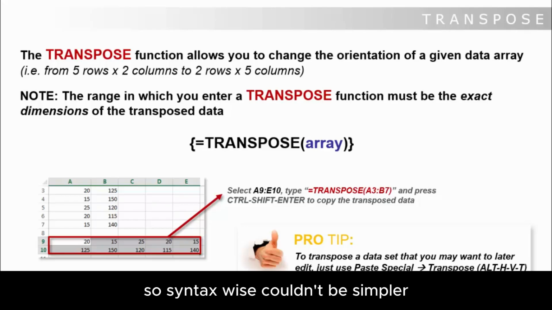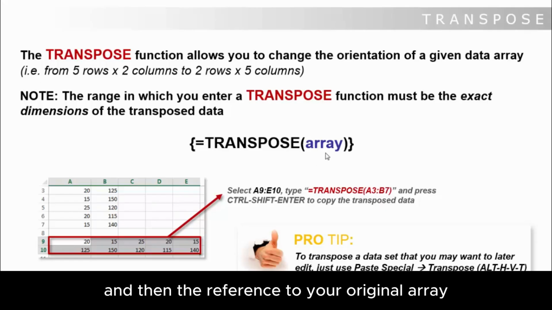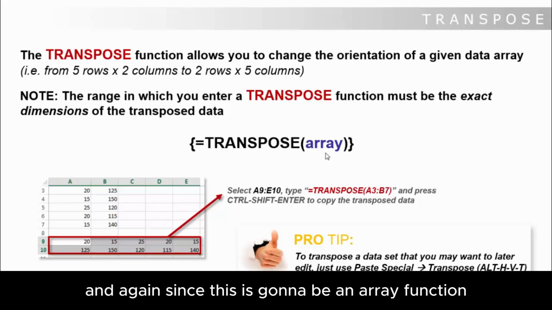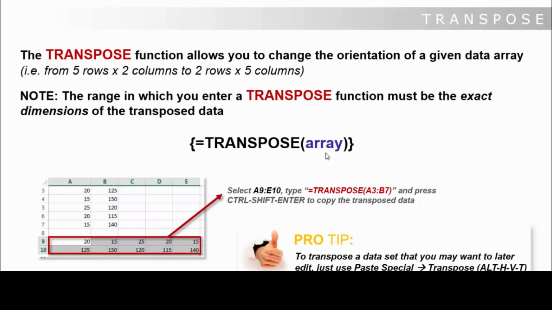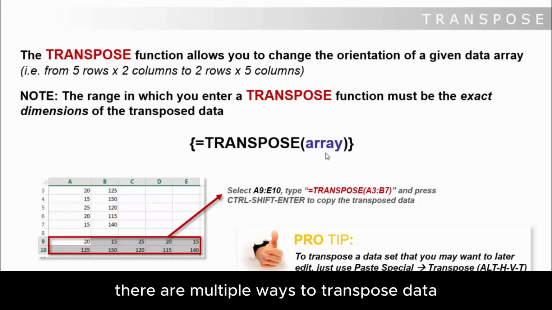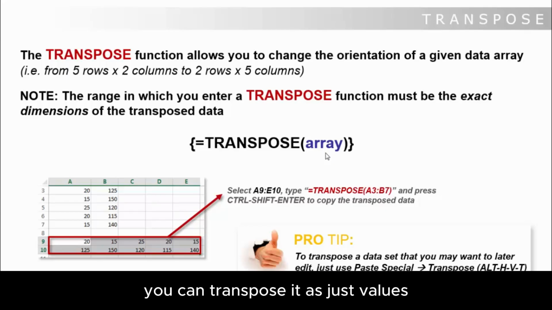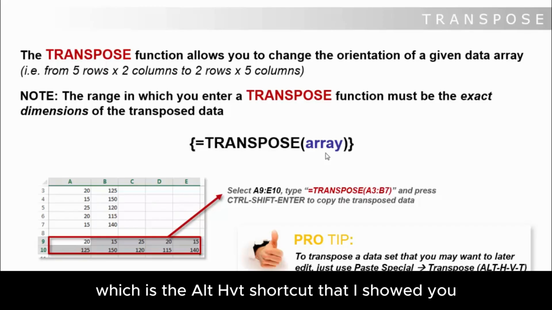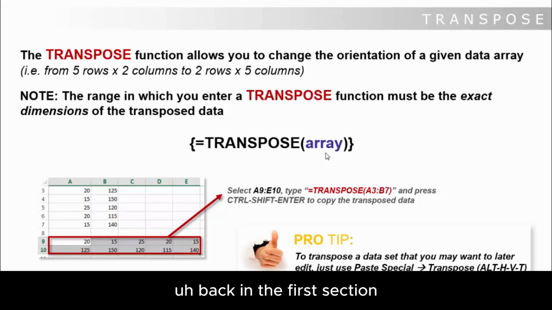So syntax-wise, couldn't be simpler. It's just transpose and then the reference to your original array. And again, since this is going to be an array function, Control-Shift-Enter to lock it in. One little tip here, there are multiple ways to transpose data. If you want to transpose a data set that you will want to later edit, you can transpose it as just values as opposed to a formula using paste special transpose, which is the Alt-HVT shortcut that I showed you back in the first section.